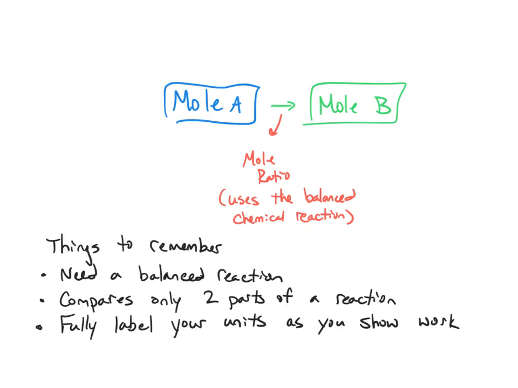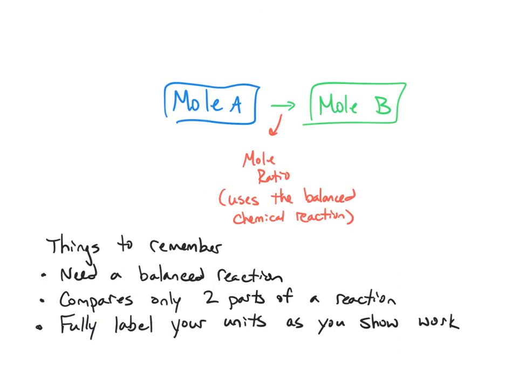So I'm going to leave you with a couple of things to remember when doing all stoichiometry problems, not just mole-to-mole stoichiometry problems, but all stoich problems. You need to have a balanced chemical reaction. The reaction has the coefficients, and the coefficients generate the mole ratio. Without the balanced reaction, you cannot do stoichiometry.